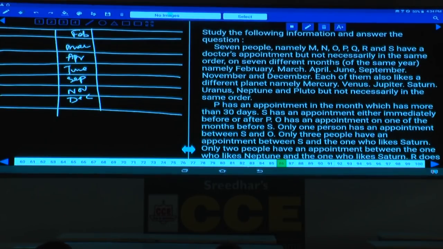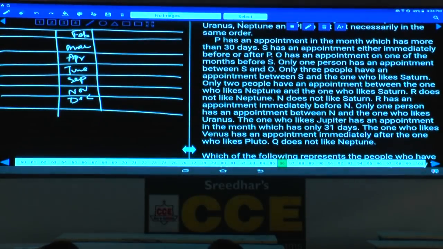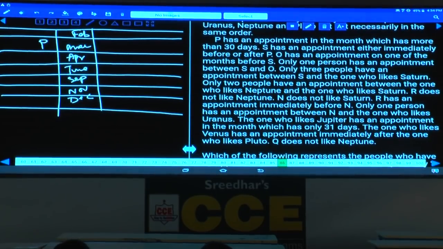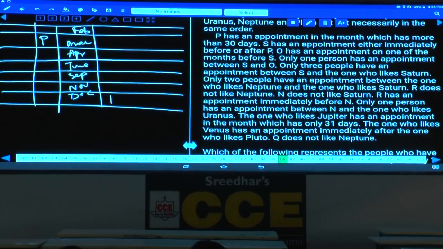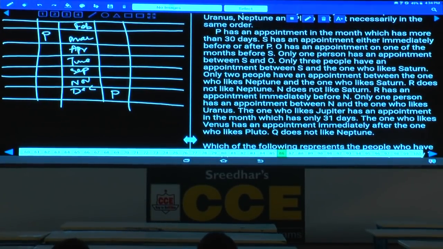P has an appointment in the month which has more than 30 days. How many months do we have with more than 30 days? There are 2. One is March, P can be here, or the other case is P in the month of December. Hence there are 2 possibilities. Simultaneously we are working on these 2.